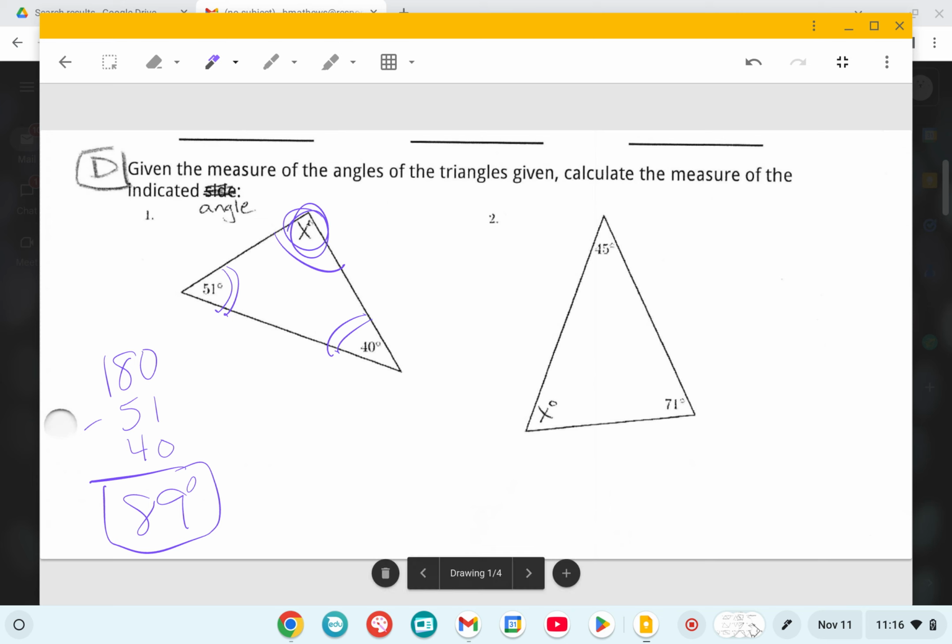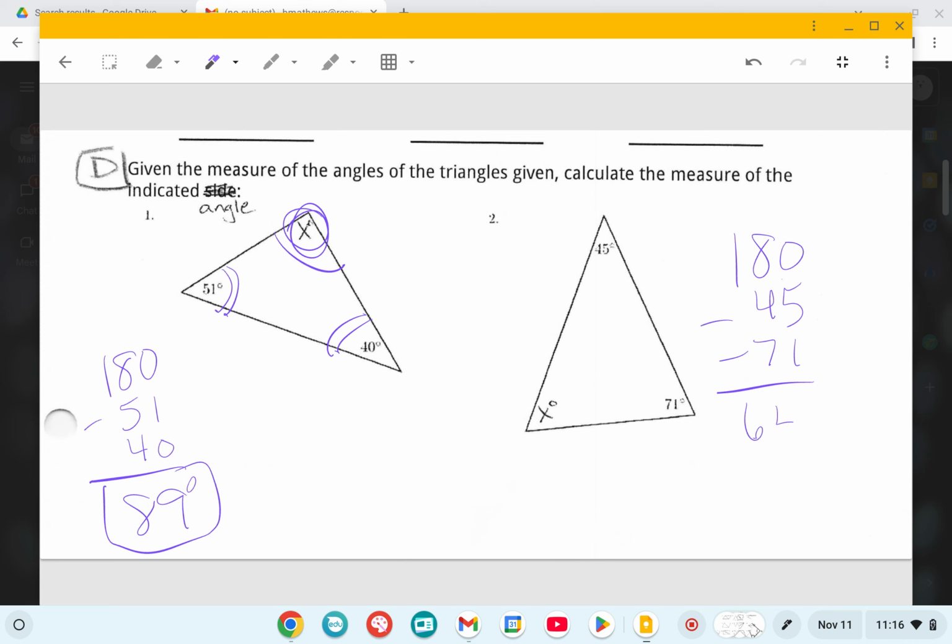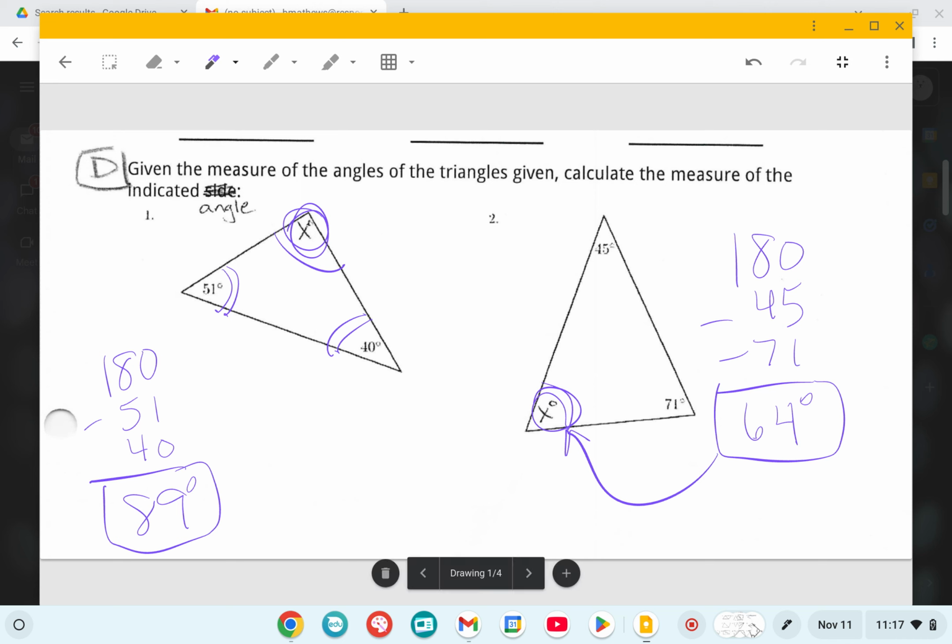Same thing with number 2. I'm just taking 180. I'm subtracting 45. I'm subtracting 71. And you get 64. When you subtract those, that's going to be the measure of angle X. Again, very straightforward for this part.